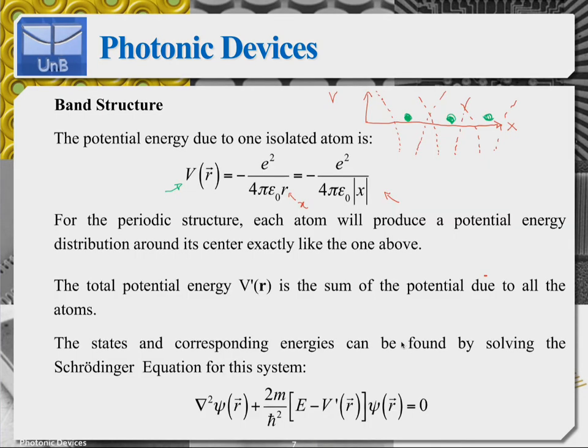Now we can find the wave functions and associated eigenenergies of the electrons in this lattice by solving the time-independent Schrodinger equation subjected to this periodic potential, which is plugged in right here. So this is just the time-independent Schrodinger equation with this periodic potential energy function.